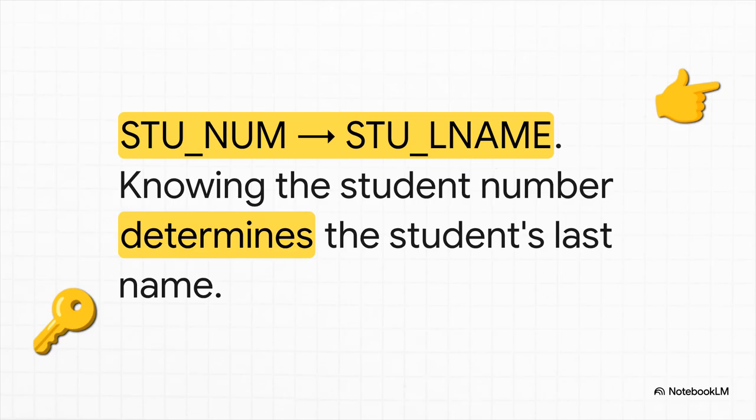And this leads us to a really core concept called determination. It sounds kind of fancy, but it's super simple. It just means if you know one thing, you automatically know another. If I give you a student number, that number determines the student's last name. There's no ambiguity. One points directly to the other.